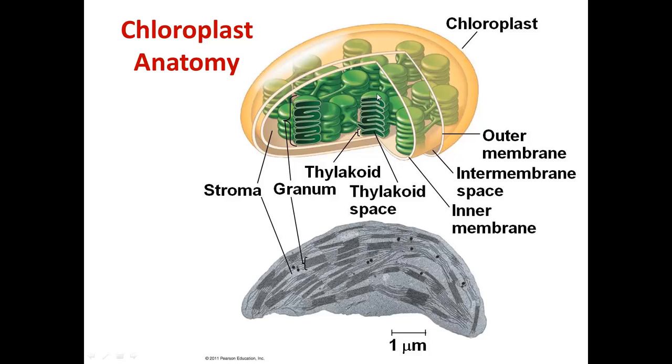And where the Calvin cycle is taking place is within the liquid that's inside this double membrane. So this liquid part is called the stroma, and this is where the Calvin cycle takes place.